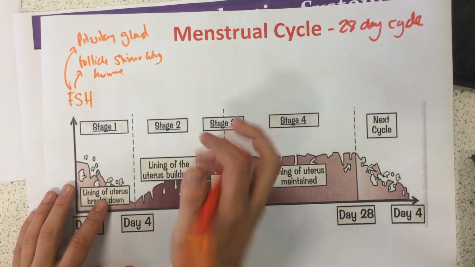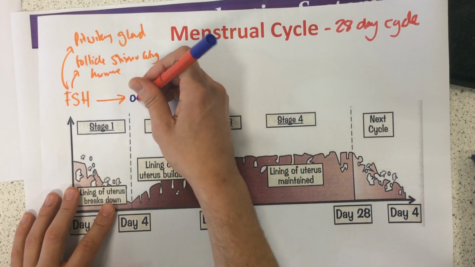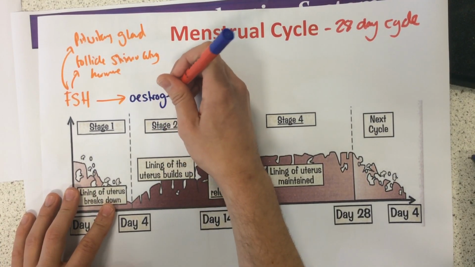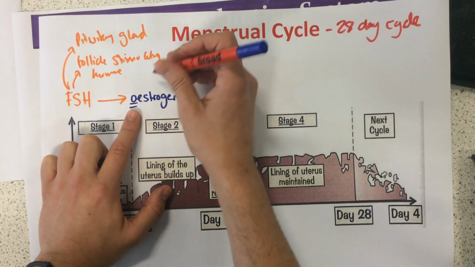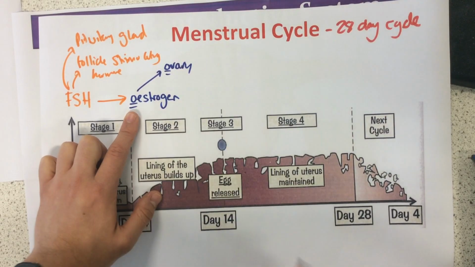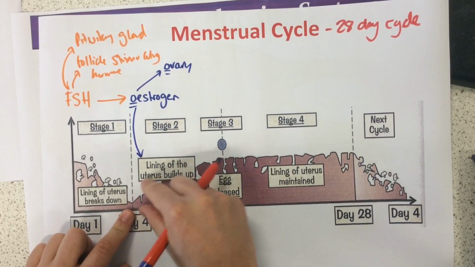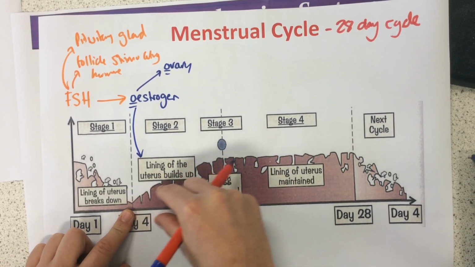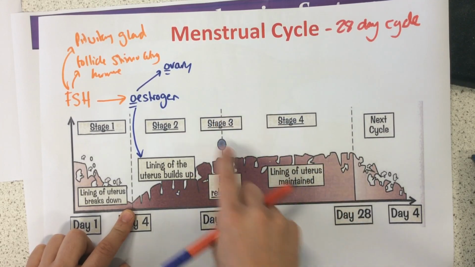Now FSH causes the stimulation of the release of estrogen, the second hormone we need to know about. Now estrogen begins with an O. That helps us remember it's released from the ovary. So what estrogen does is it allows the wall of the uterus to build up, getting ready for the implantation of a fertilized egg cell.